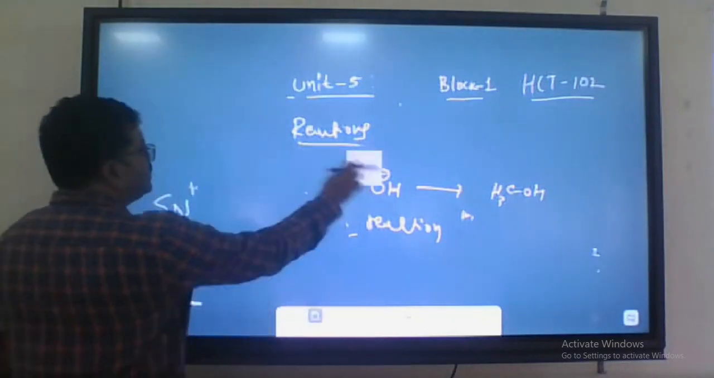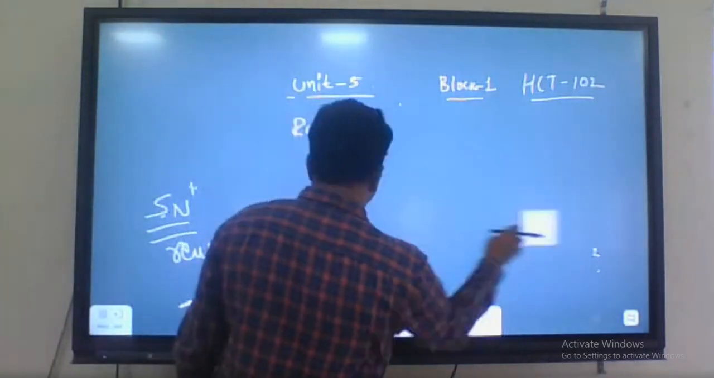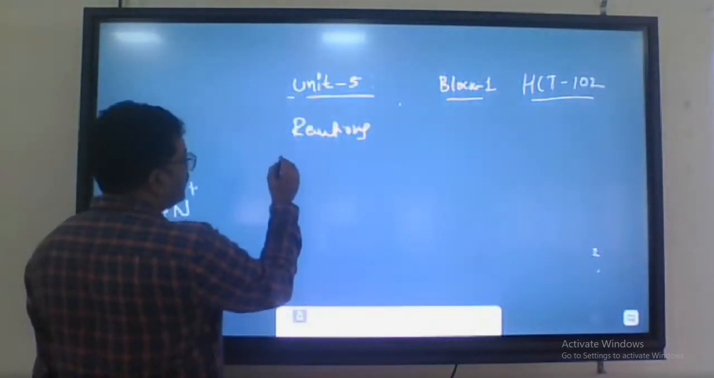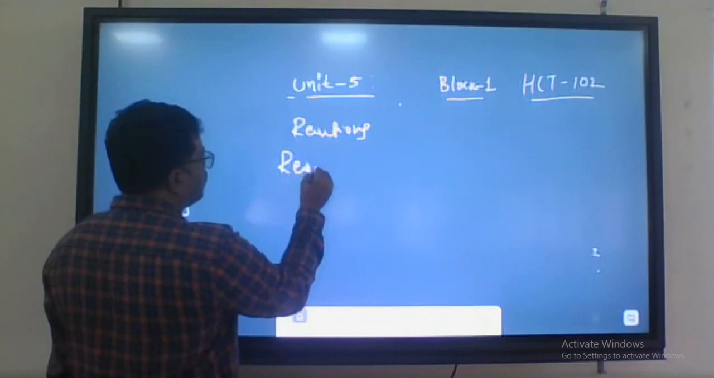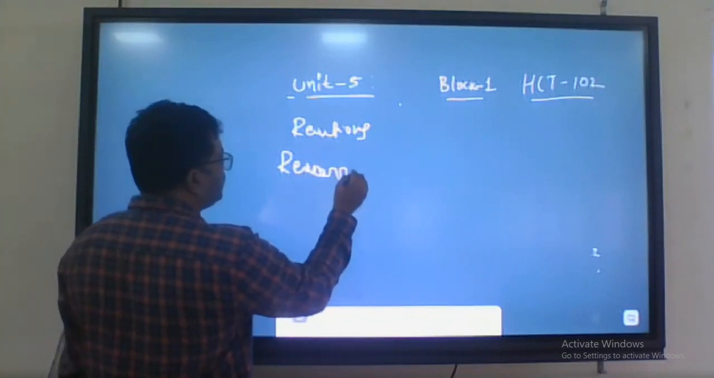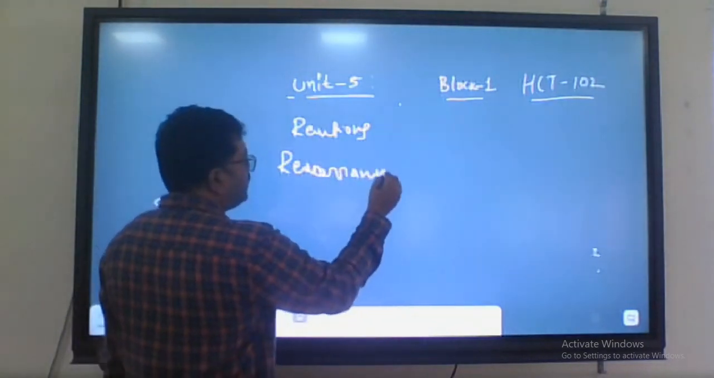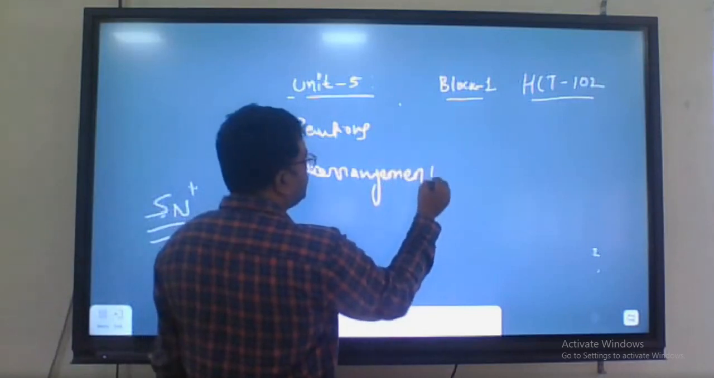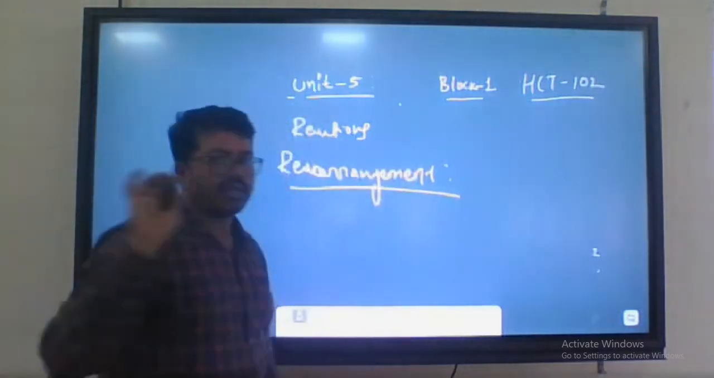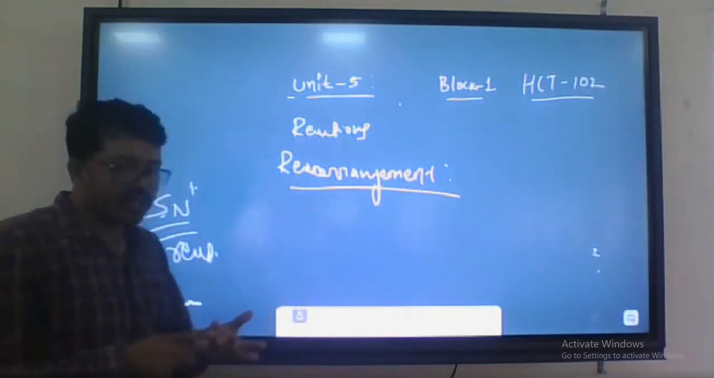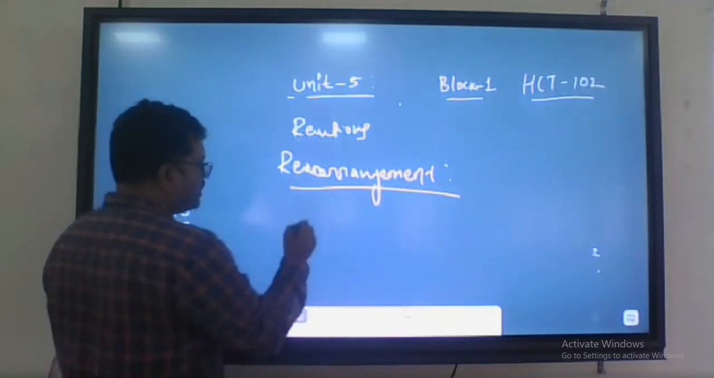The last reaction, rearrangement. These are the only 4 types there are in organic chemistry. It's very important for organic chemistry. We'll see it later, so first let's discuss rearrangement.